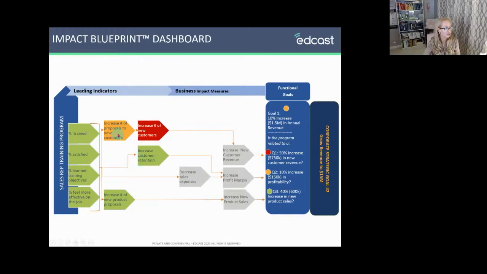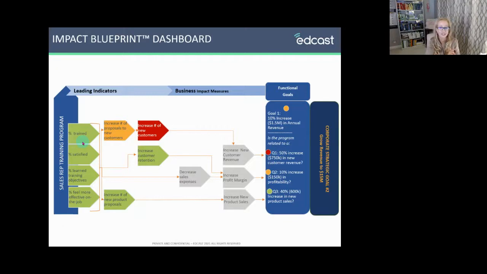Now let's look at this over here in yellow. We're not seeing the increase of proposals to new customers that we expected. And therefore, we did not see the increase in new customers. So red flag, there's something going on in the program here. This is not working. This branch is not working like it's supposed to. Let's go back to the program and see what we need to modify to fix this, because it's not working. And by the way, it may not be anything in the program, right?